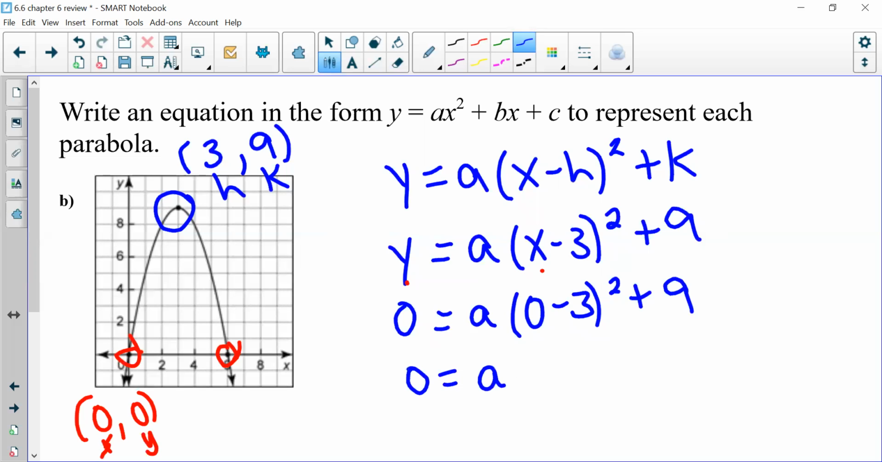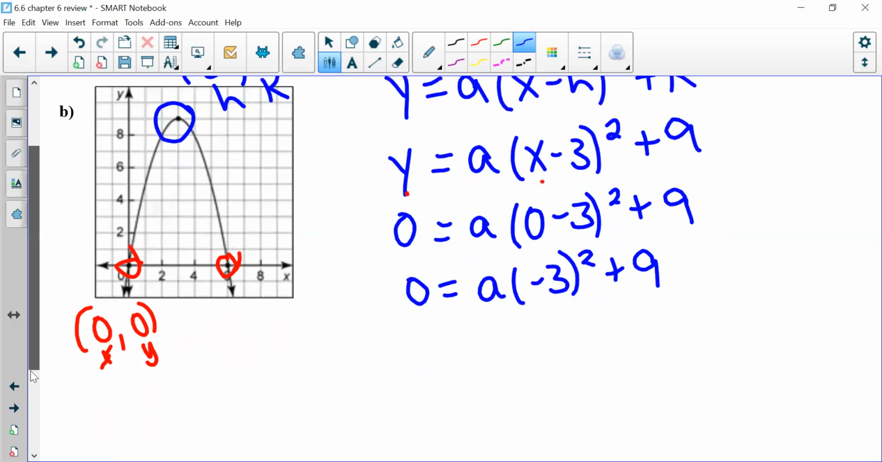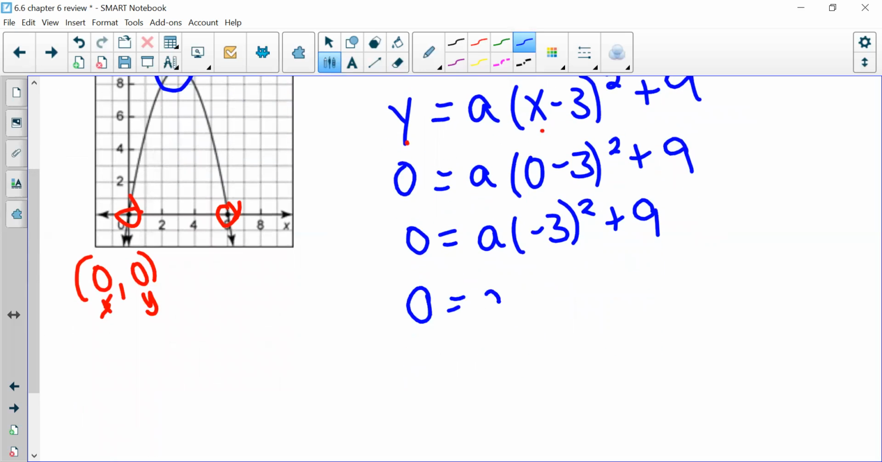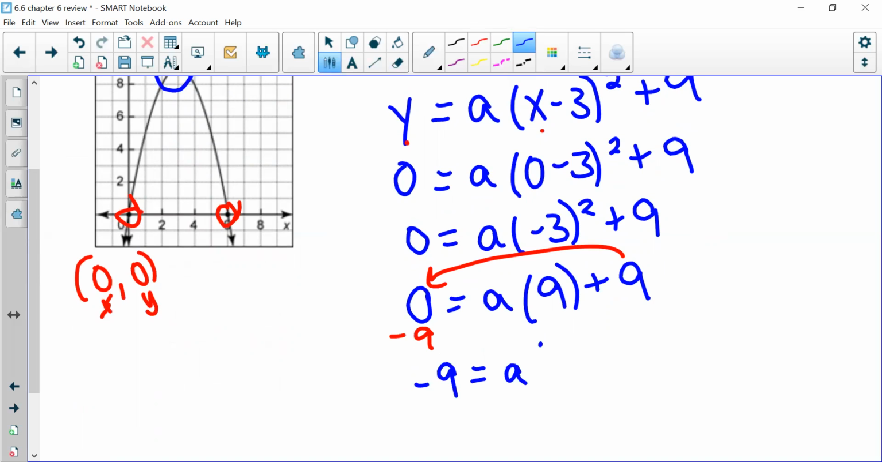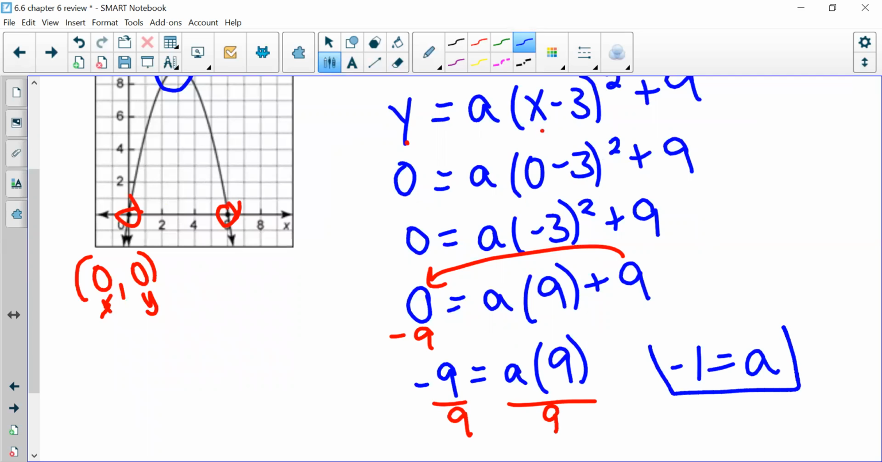So 0 take away 3 is obviously just 0. Negative 3 squared is 9. And remember, like terms, this a and this 9 are attached. So I'm going to subtract the 9 over here and isolate for a. Divide by 9. And negative 9 divided by 9 is negative 1. Your a value will not always be a whole number. It could be a fraction, it could be a decimal, it could be anything. In this case, I'm just getting a negative 1 a value.